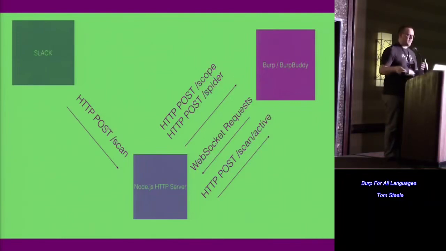And so what I did was I programmed Slack so that when I gave it a command, /burpscan URL, it would HTTP post to a server I control. So this is my Node.js HTTP server that I have running on the internet somewhere. My Node.js server takes that URL and then starts interacting with Burp Buddy that's running on the internet somewhere as well. So I can now say in Slack, /burpscan URL, it'll go to my HTTP server, and I can start doing an active scan on the URL.